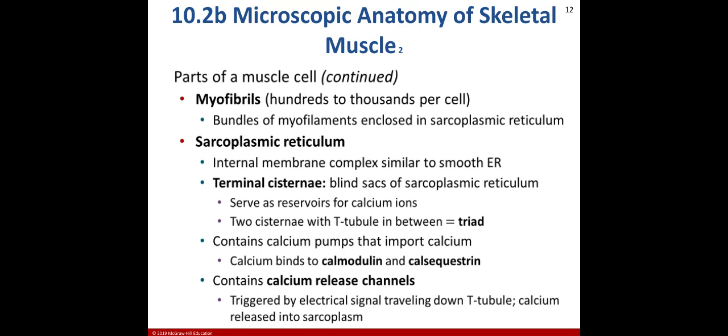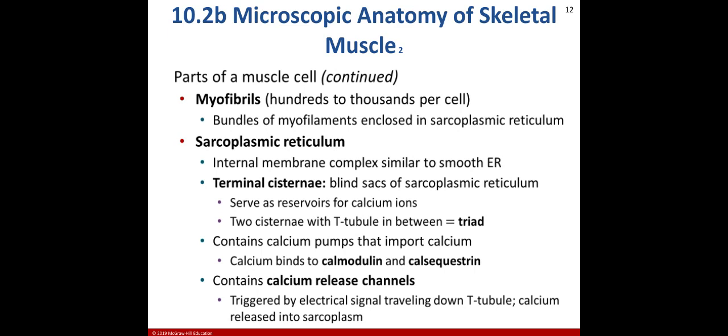Within the sarcoplasmic reticulum, you have something called terminal cisternae. And that terminal cisternae is going to bind the sacs of sarcoplasmic reticulum. They're the place where we have extra calcium ions. And two of these cisternae with the T-tubule in between is called a triad. Much like our last chapter, there is a lot of vocabulary, but once you get the vocabulary set, things start to make more sense.